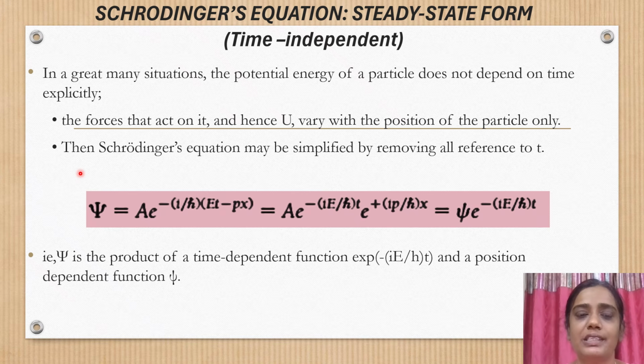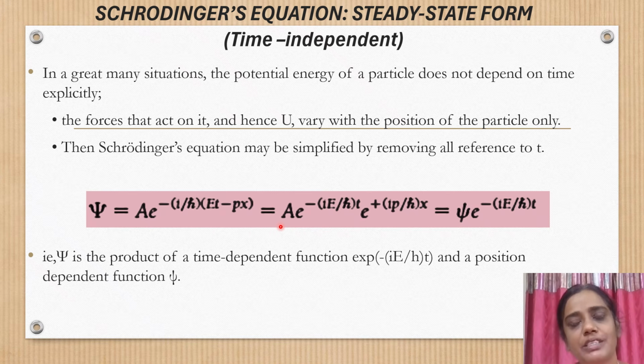Do you remember this equation? This equation we have already used while deriving the Schrodinger time dependent equation. That is psi is equal to A e power minus i by h cross (Et minus px). What is this equation? This is the equation of the unrestricted particle, which has energy E and momentum p and is moving along the positive x direction.